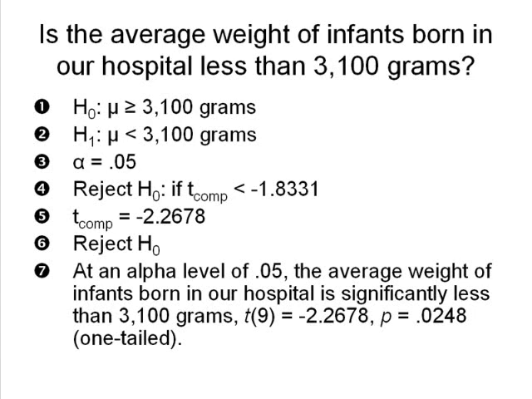Now the conclusion is the only thing we publish. The other 6 steps are just to help us get to our conclusion. But for this class you do have to do all 7 steps. When you write up a research study, all you'd say is, at an alpha level of 0.05, the average weight of infants born in our hospital is significantly less than 3,100 grams. T(9) = -2.2678, p = 0.0248, and it was a one-tailed test.